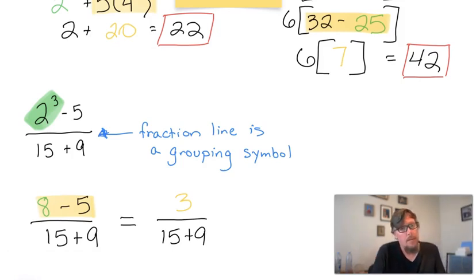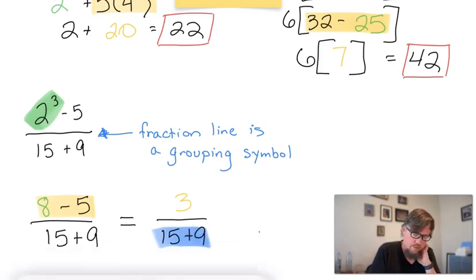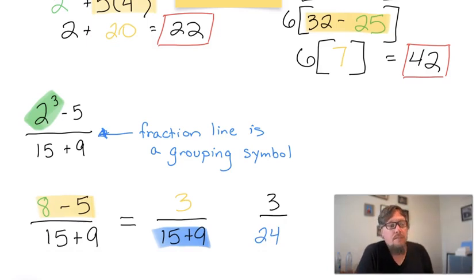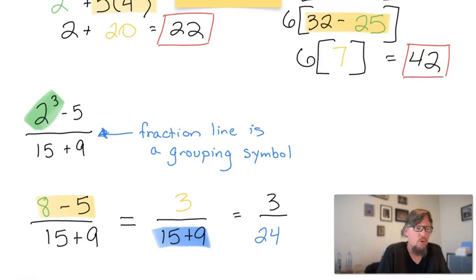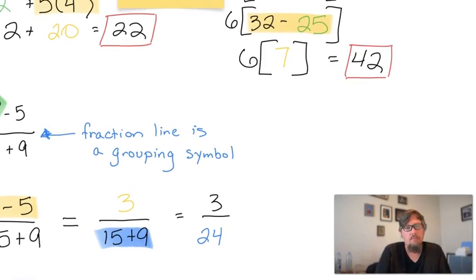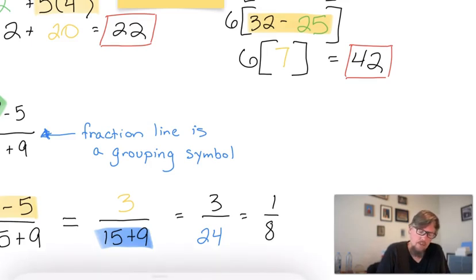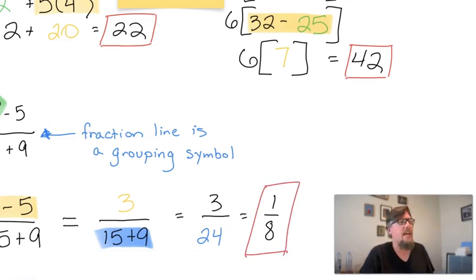Now we're going to deal with the denominator, which is our second group. And we've got 15 plus 9 in the denominator. So 15 plus 9 is going to give us 24. So we've got 24 in the denominator and 3 in the numerator. And now the last thing we do is divide. 3 divided by 24, of course, does not come out to a whole number, but it can reduce to a fraction. 3 over 24 reduces to 1/8. And 1/8 is going to be our final answer on that problem.